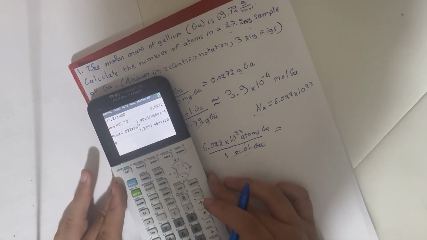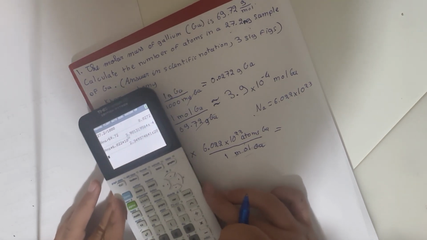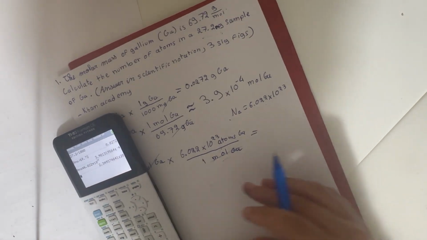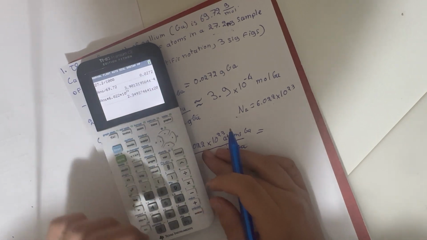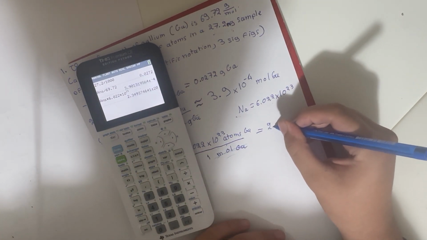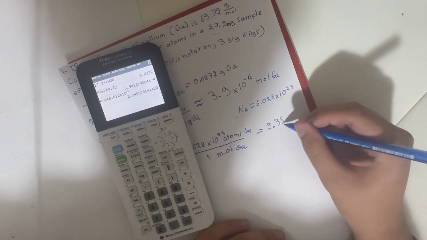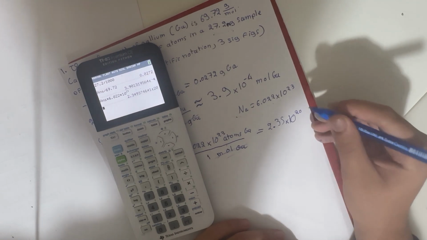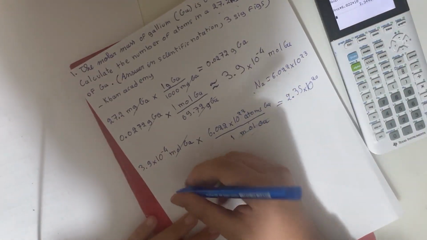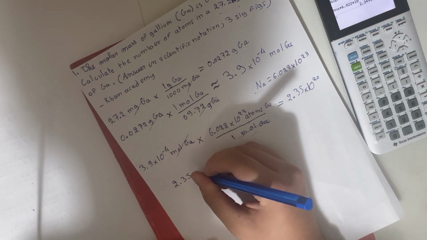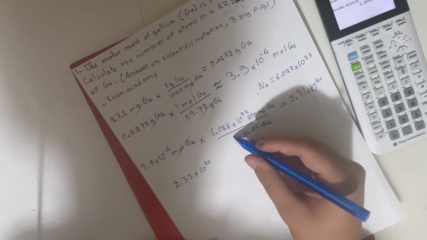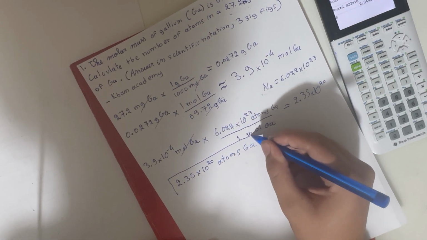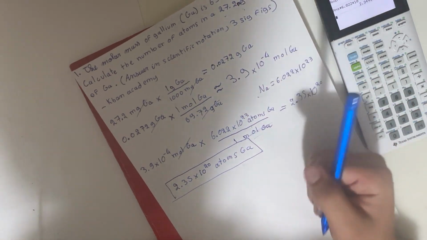And so this is our final answer. We're told to write in 3 significant figures and in scientific notation, so we're going to do just that. This number in significant figures is 2.35, and in scientific notation, times 10 to the power of 20. And so the number of atoms is as follows. This is the amount of atoms in a 27.2 milligram sample of gallium.